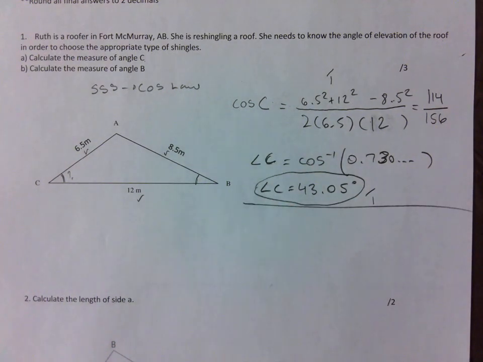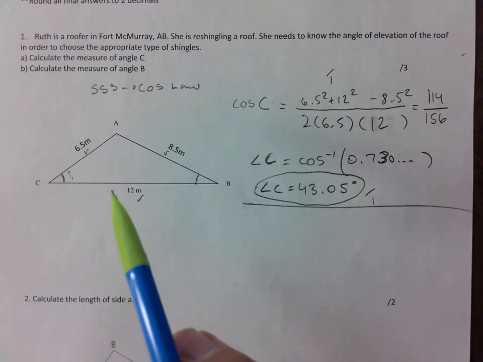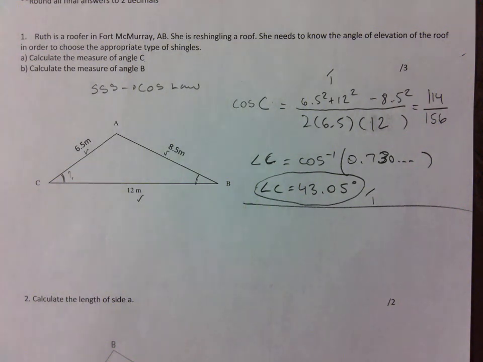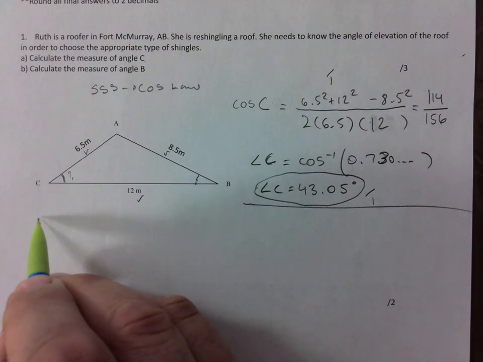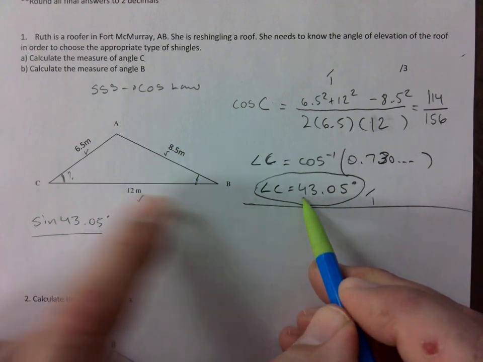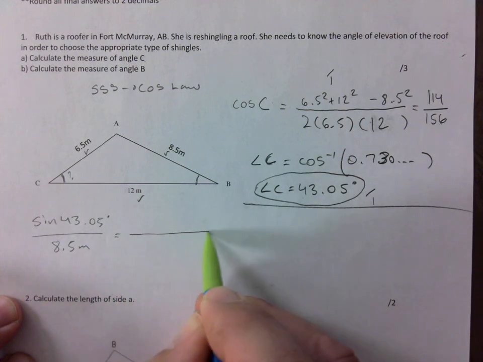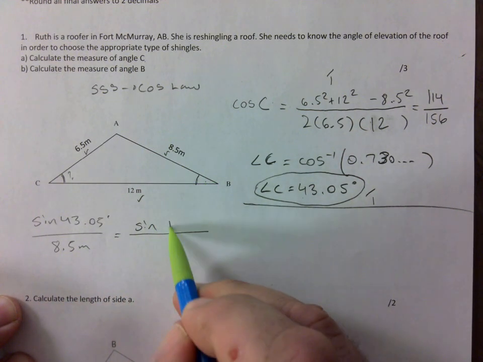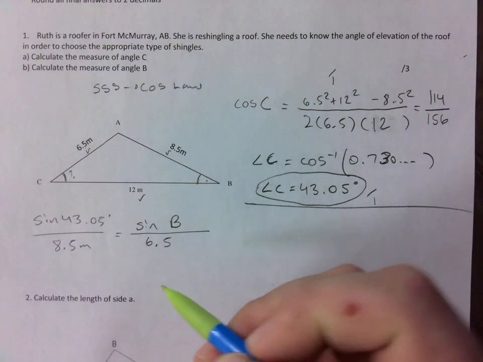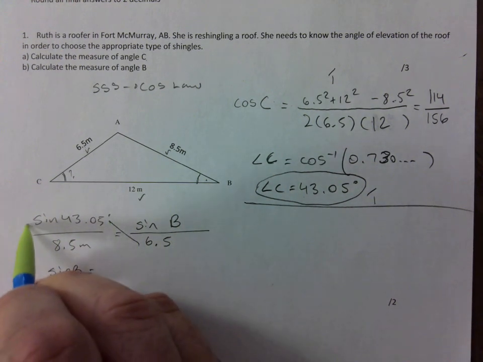You have a choice now. You have a pair. You technically just figured out a pair. So you could use sine law if you wanted to. But some of you are just going to reuse cosine law. That's fine. I'm going to use sine law. I hope you're okay with that. I'm just going to say sine of 43.05, this angle, over 8.5. You're going to get the same answer, so don't worry about it. Sine of B over 6.5. Sine law goes in pairs. So sine of B is going to be found by going cross multiply and divide.